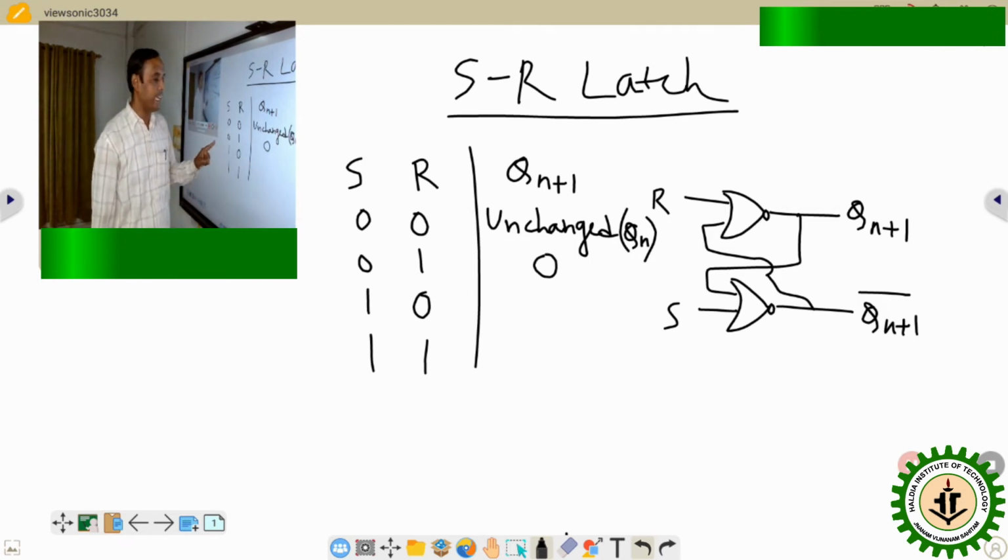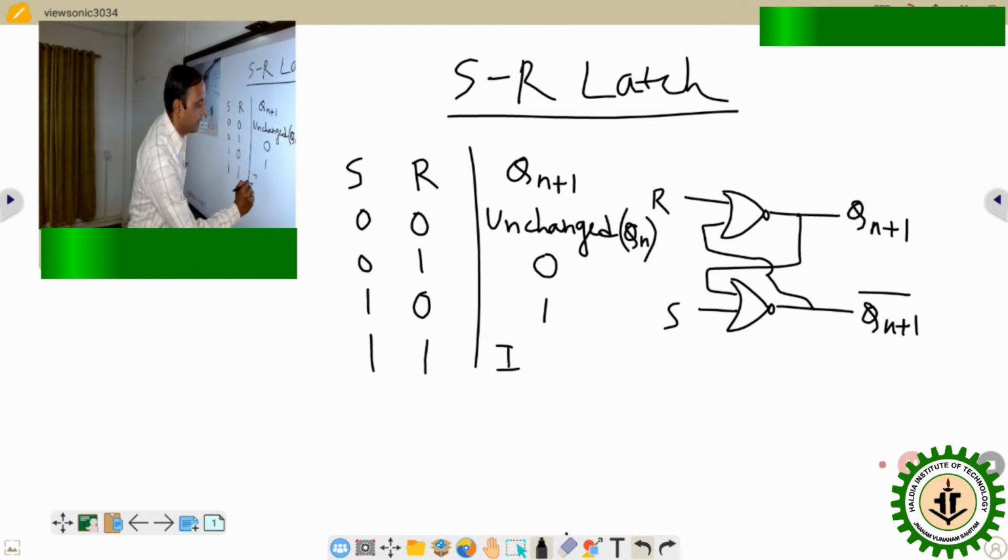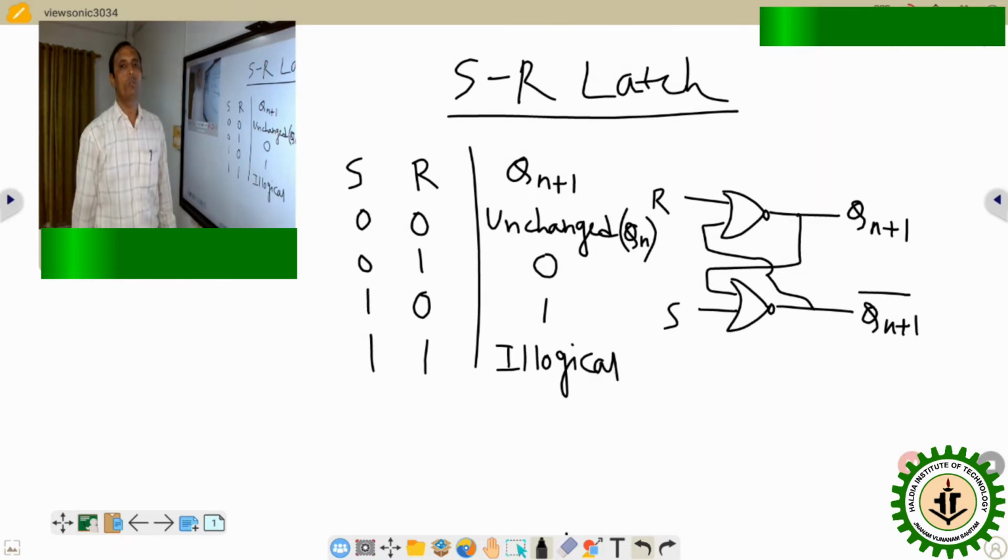For 1 0, again it depends on the value of S, so here S equals 1, so the output will be 1. And for the case of 1 1, we are getting an illogical value, or we can say it is an undetermined value. So how we are getting this, we can analyze with the help of this circuit diagram.